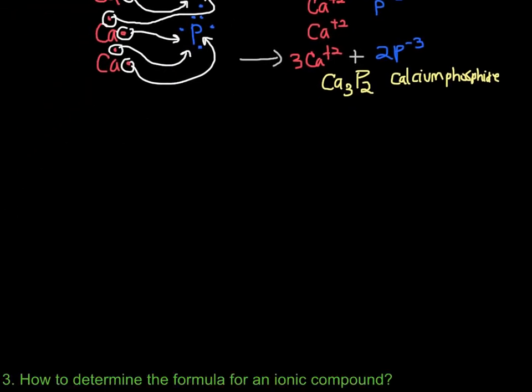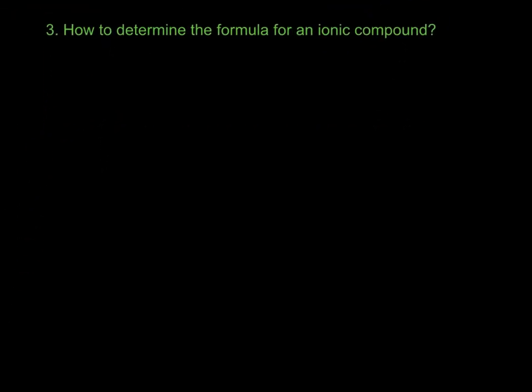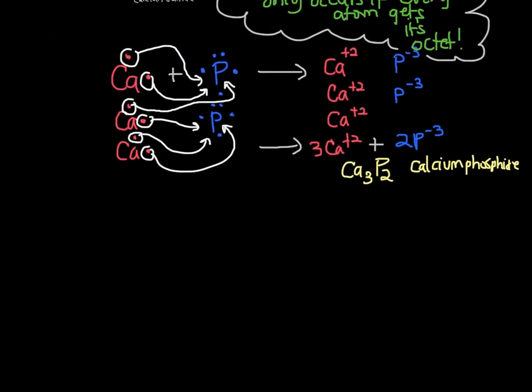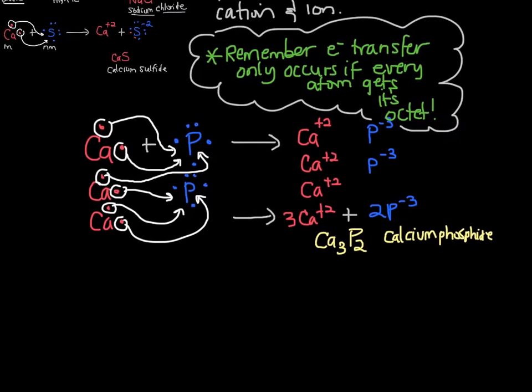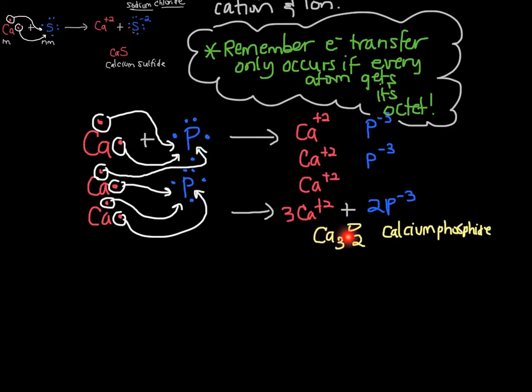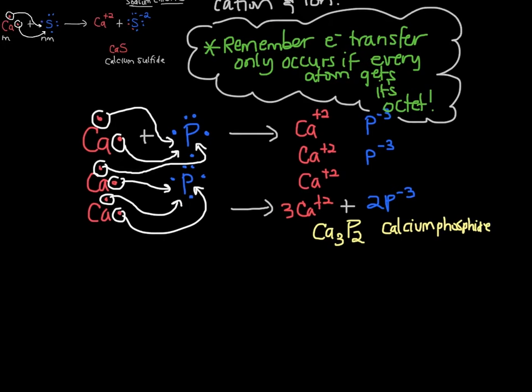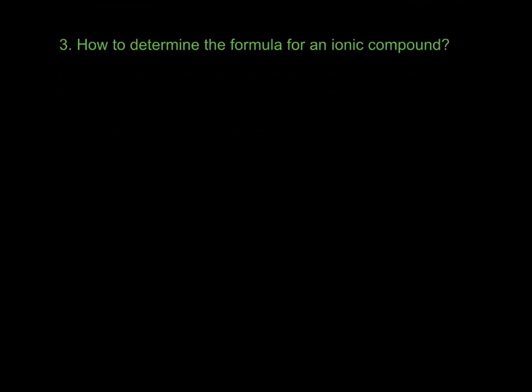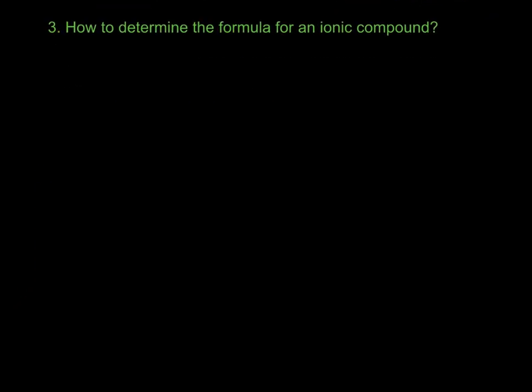Okay, so let's talk about how you can determine the formula for an ionic compound. Because as fun as it was to draw this picture to figure out the formula for calcium phosphide, it seems like a lot of work, right? There seems like there should be an easier way to do that. And in fact, there is an easier way.